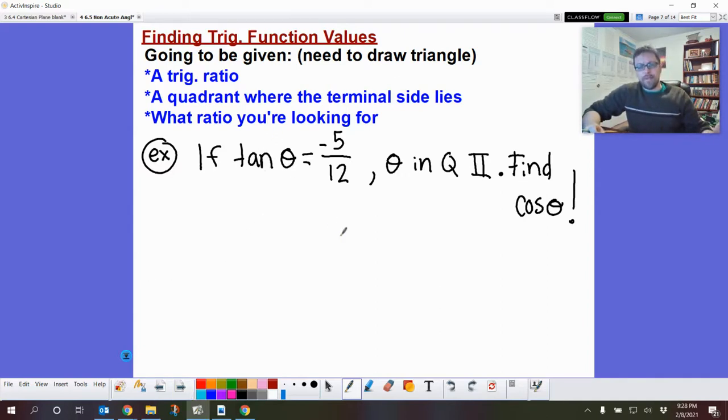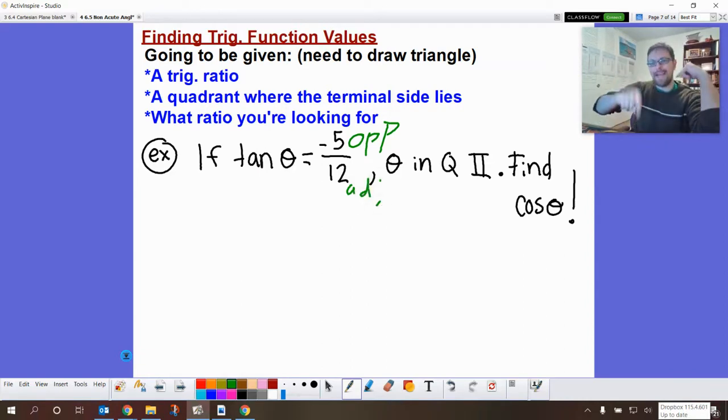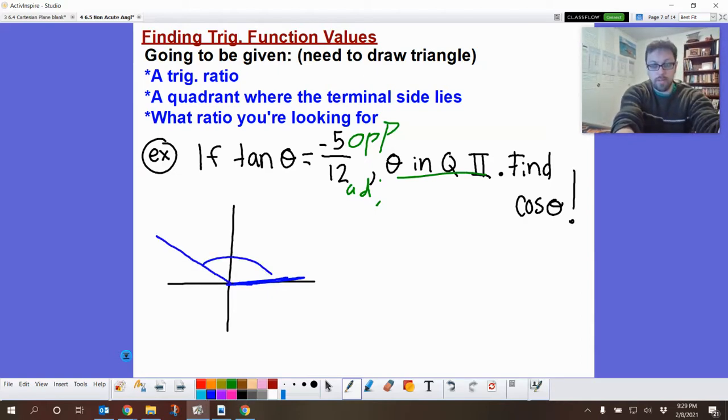I know tangent. Well, what is tangent? Tangent is opposite over adjacent. So I know inside of my triangle, my opposite side is going to be -5, and my adjacent side is going to be 12. I also know that my angle is in quadrant 2. So if I draw my angle, here's the positive part of it. We're moving on into quadrant 2. So I know I've got a triangle right there. I want to connect that to the x-axis, because remember, that's how coordinate points work. So here's my reference angle right in there. Opposite side is -5, and my adjacent side is 12.